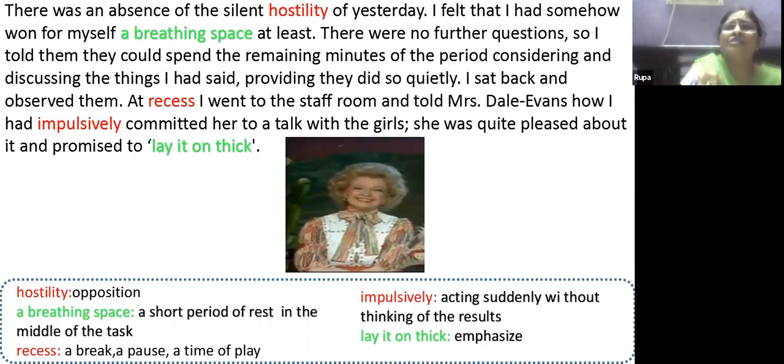"I felt that I had somehow won for myself a breathing space at least." So he's telling now, a breathing space means a short period of rest. So much of the topic was being discussed, so much serious matter was being discussed. So now he found a little bit of relaxation. So the teacher had some breathing space, a short period of relaxation.